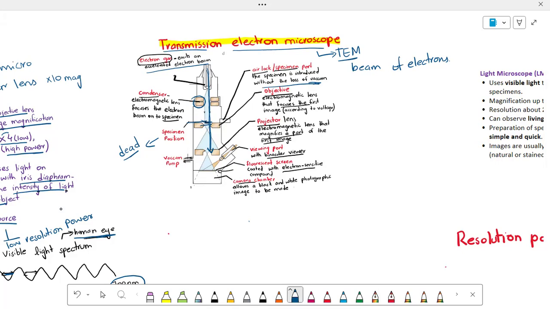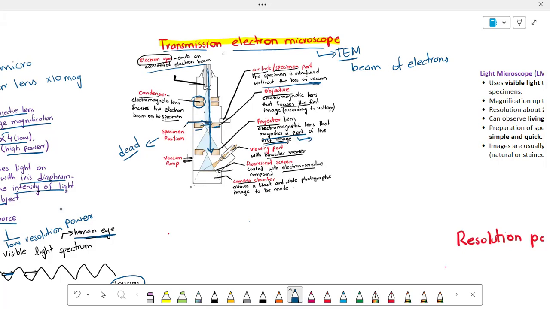The next one is the objective lens. After electrons pass through the specimen, they enter the objective lens. This lens focuses the electrons to form an image of the specimen. This is the main objective of the objective lens. Another lens which is used is the projector lens. What is its function? It further magnifies the image.